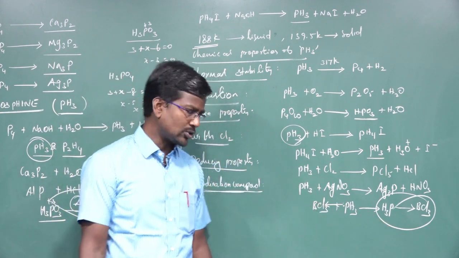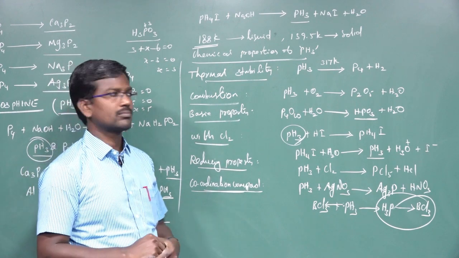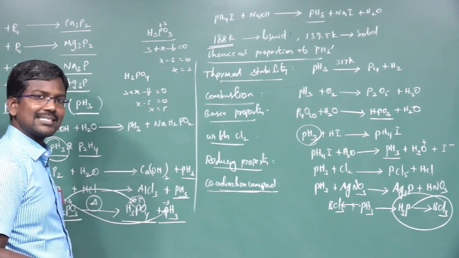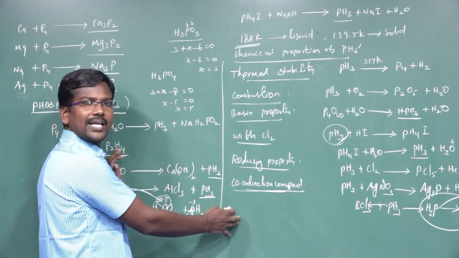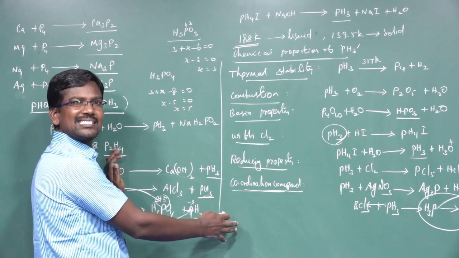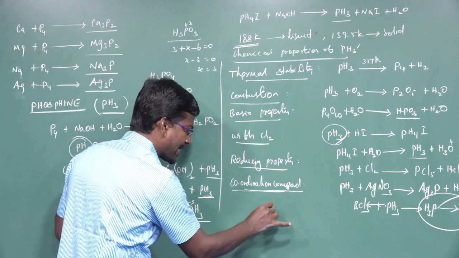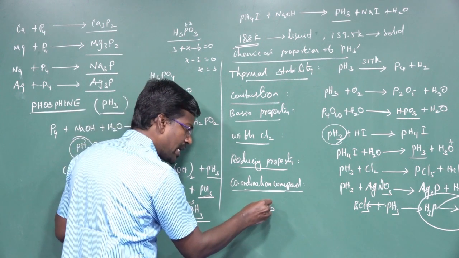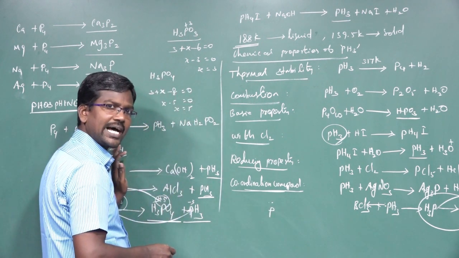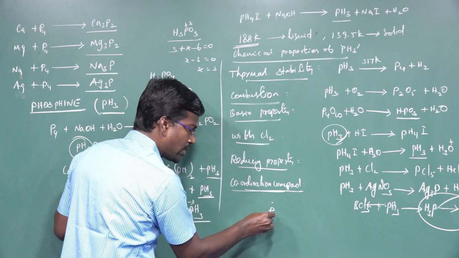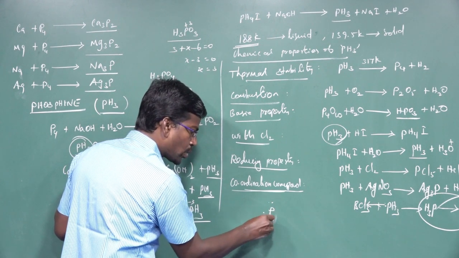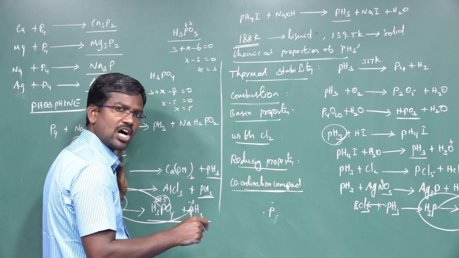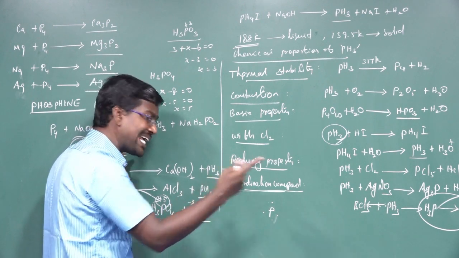Next one, structure of phosphine. Phosphine exists in a pyramidal shape. In phosphorus, how many lone pairs of electrons are there? Only one lone pair of electrons. How many unpaired electrons are there? Three unpaired electrons: 1, 2, 3. The three unpaired electrons are utilized in the formation of three covalent bonds with three hydrogen atoms.